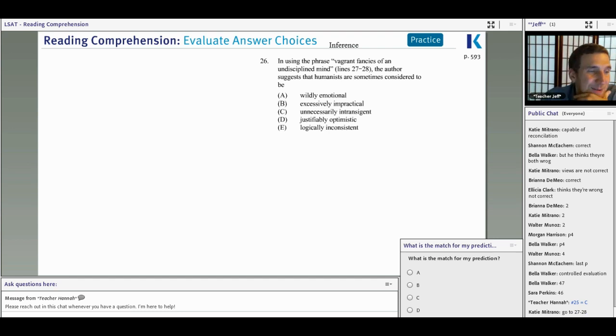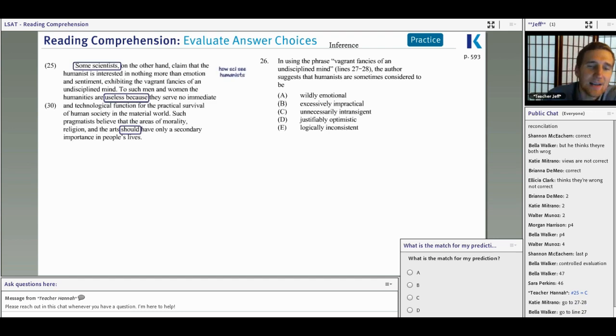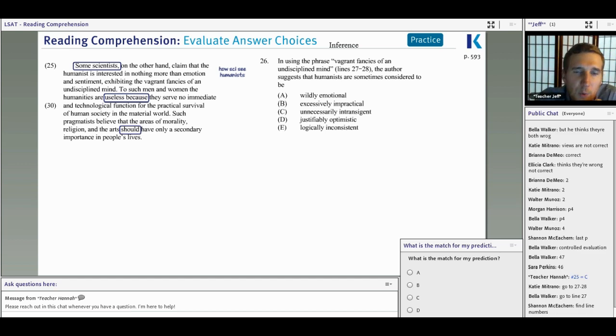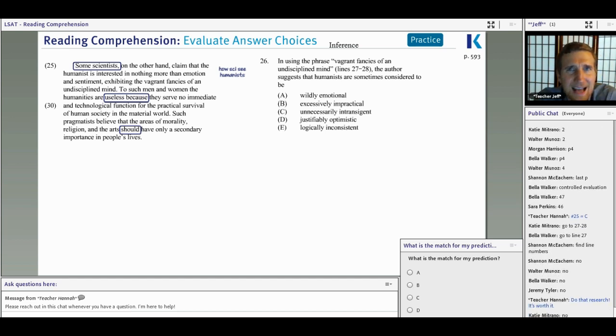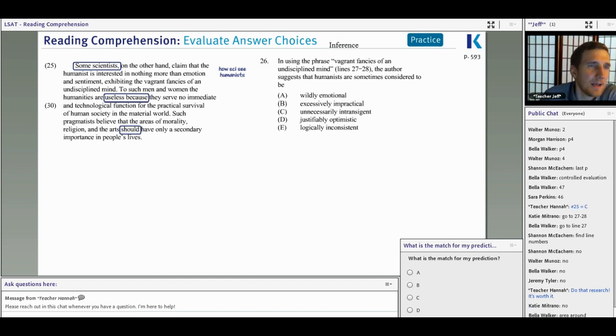You go to lines 27 through 28, right? Now, is the right answer going to be word for word what you're reading in lines 27 through 28? No, especially not because this is an inference question, right? You need to get it from the context, right? This is saying, what are the humanists considered to be? So what does the author suggest humanists are considered to be? And notice this is considered by the scientists.